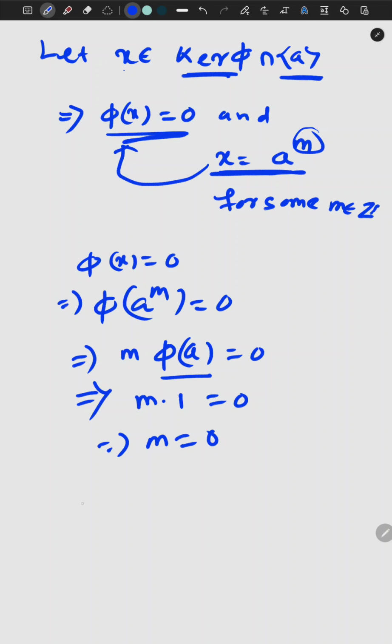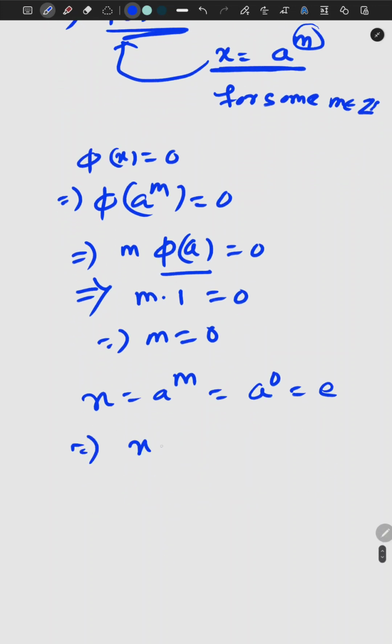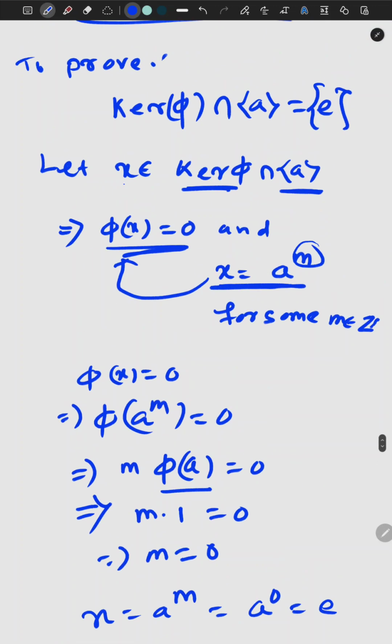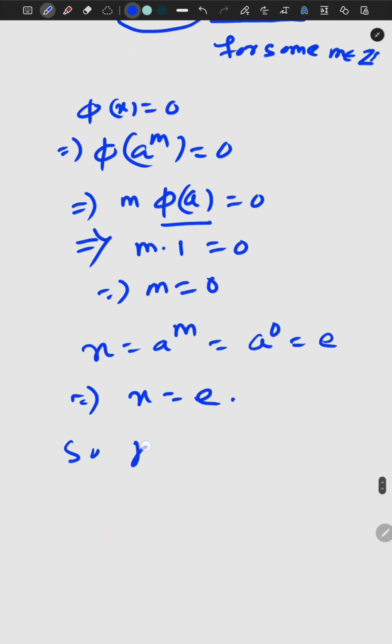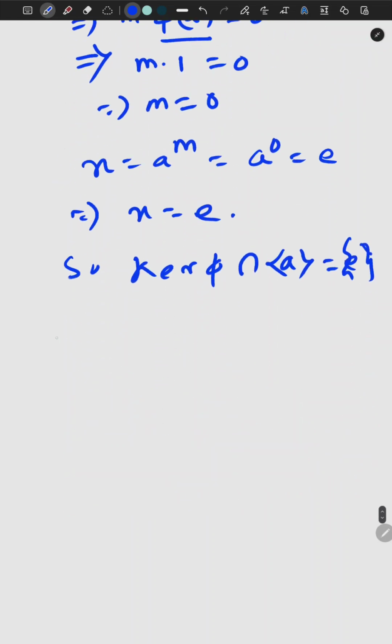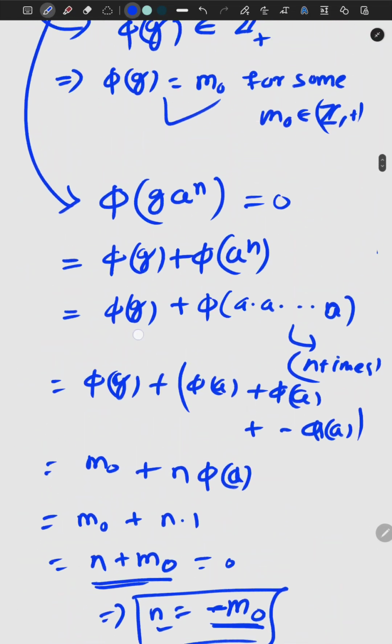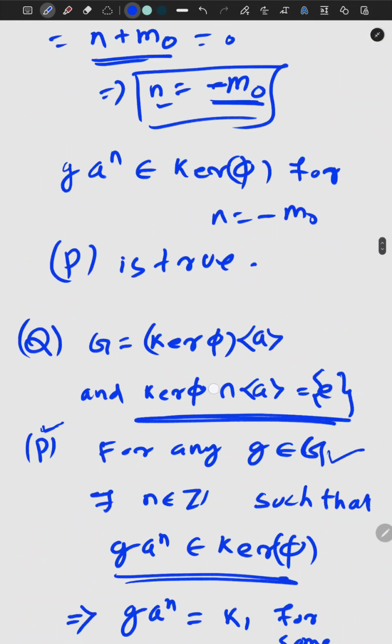If m equals 0, then x equals a to the power 0, which is equal to identity, so x equals e. So there is no other element except identity. So kernel phi intersection A equals identity. So statement Q is also true, we have shown both the things.